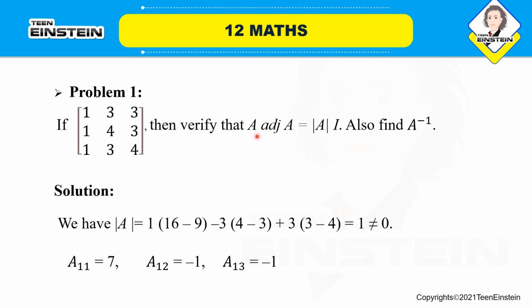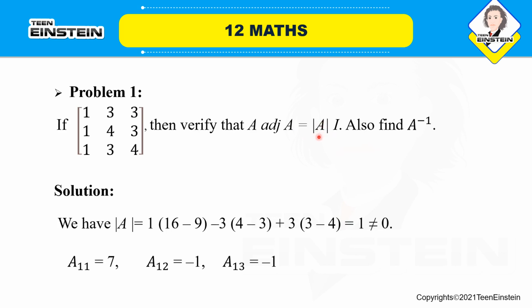What is the first part? We have to verify A into adjoint A is equal to determinant A into I. Using that condition, we have to find A inverse. Also find A inverse means we have to deduce A inverse from the given result, A into adjoint A is equal to determinant A into I. That is the meaning here. Now let us discuss the solution. What is the first part given here? We have to verify that A into adjoint A is equal to determinant A into I.